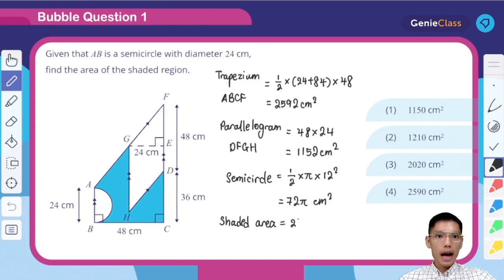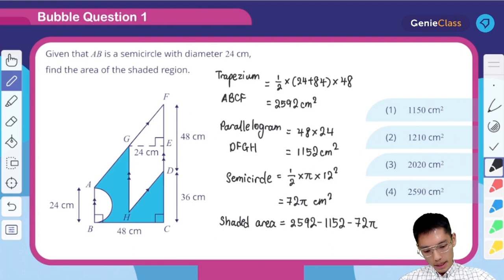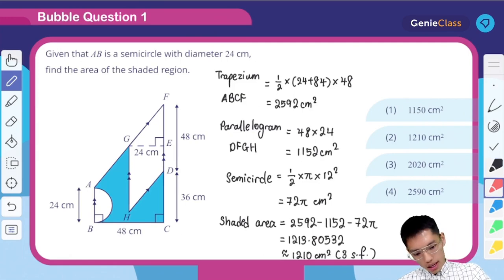So 2592 minus 1152 minus 72 pi. Take your calculator, press it, don't mental sum. I can't mental sum as well. 1213.80532. Round out to 3SF, 1210 cm squared. Okay, and we do 3SF. Remember, all your answers are in 3SF, and henceforth, this is what I have.